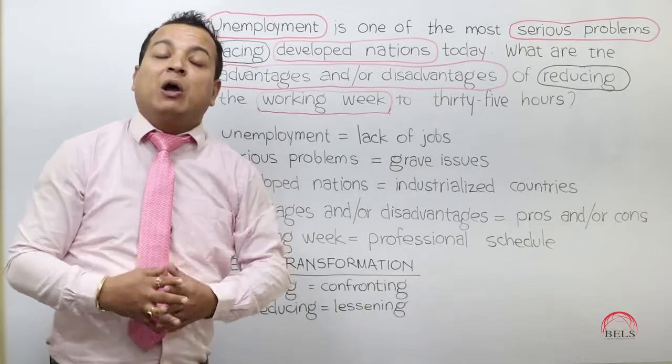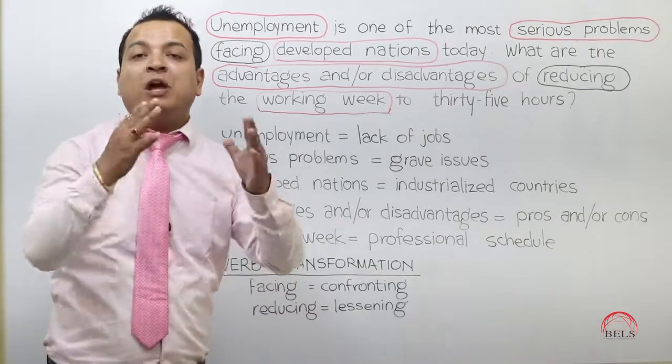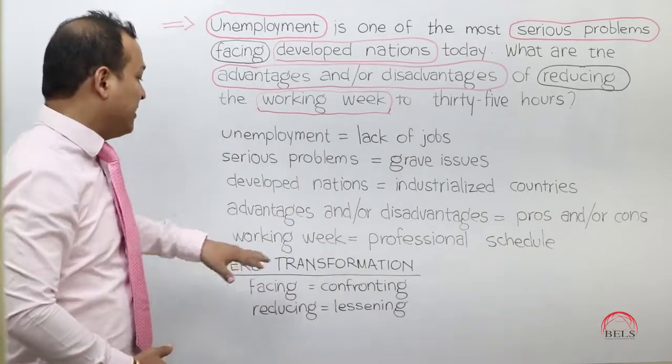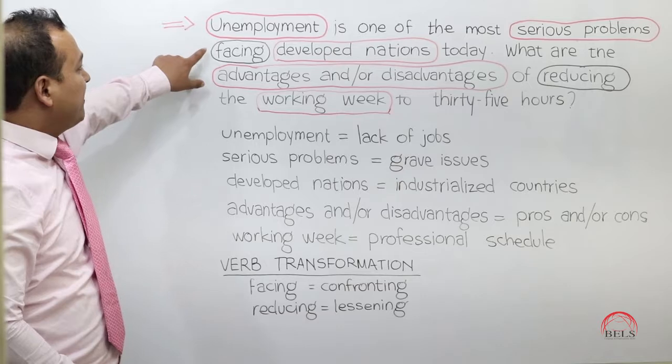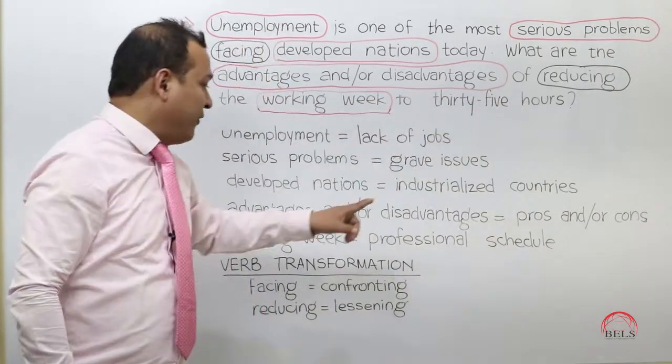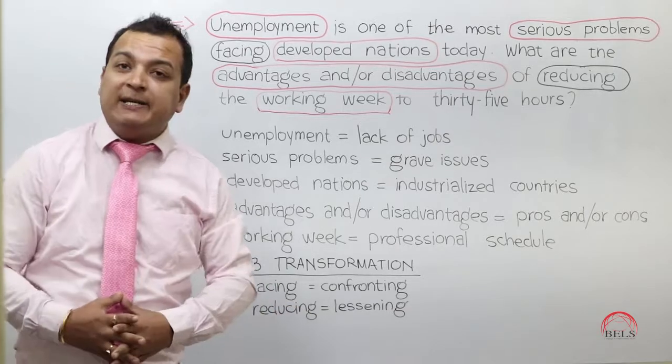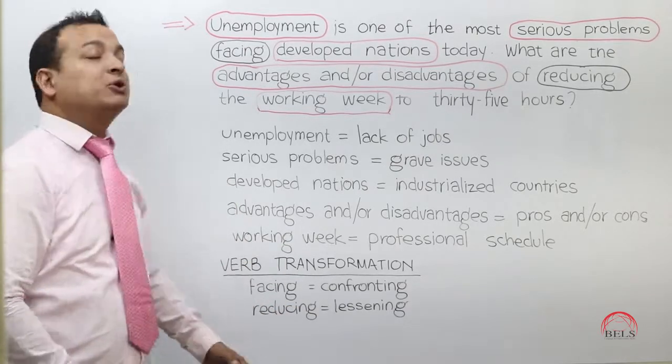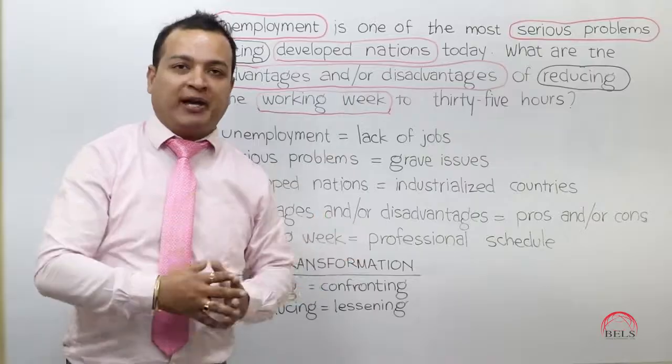Now, the second thing is verb transformation. So we are going to use the other formula, verb transformation. We have two verbs here. The first one is facing. The second word is reducing. So facing I'm going to convert to confronting. The second word, reducing, to lessening, which is a synonym of that.